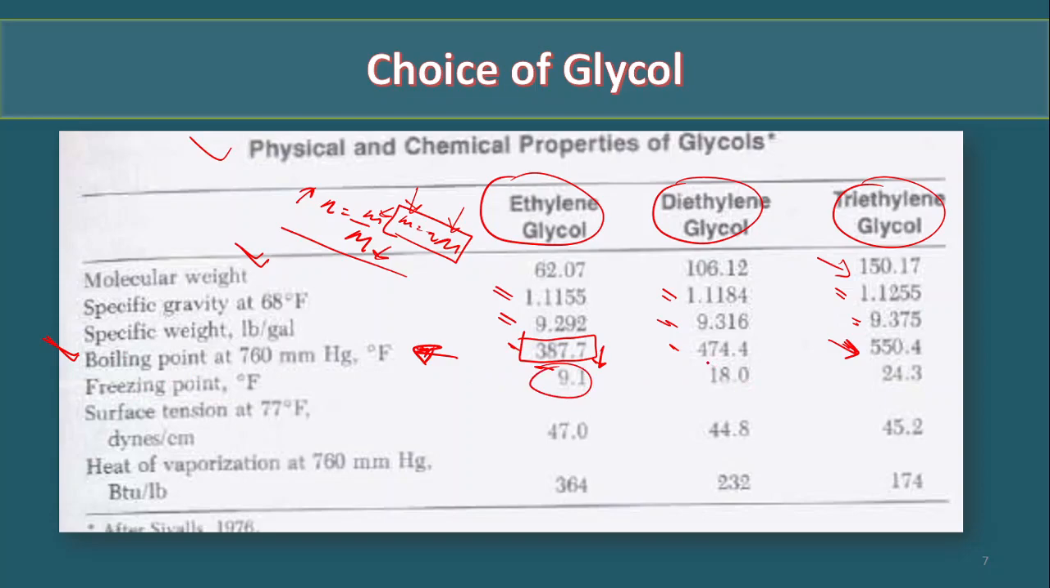That is the reason why we cannot go to very low temperatures. The surface tension at 77 degrees Fahrenheit is 47, 44 and 45, very close values. Heat of vaporization is given as 364, 232 and 174, which matters because we need to vaporize it. Ethylene glycol has the highest heat of vaporization, whereas triethylene glycol has the lowest. These are a few properties that are useful for the design and development of the absorption processes.